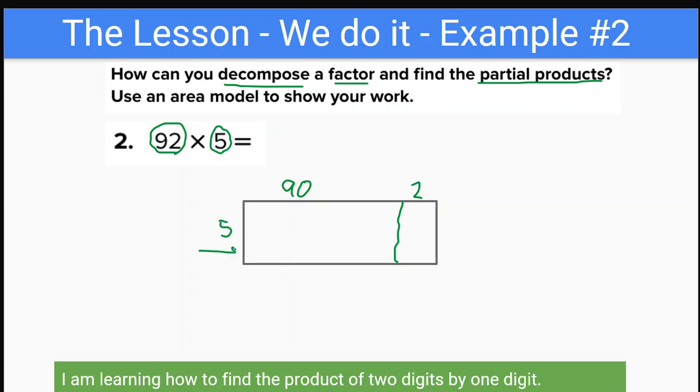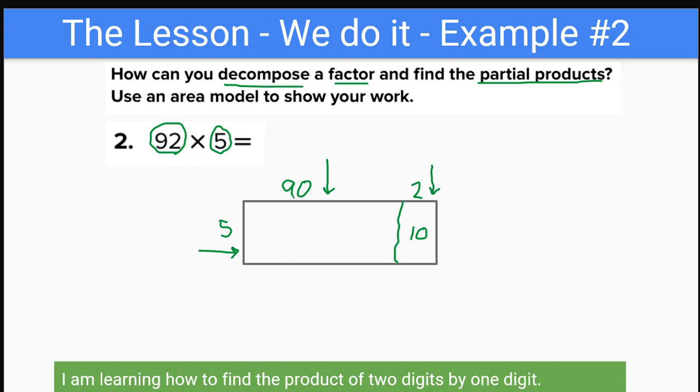Car 5 is driving this way. Car 90 is driving this way. They're going to crash right here. Car 5 is driving this way. Car 2 is driving this way, and they're going to crash right here. Well, 5 times 2 is 10, so in this box, we're going to put a 10 right there.